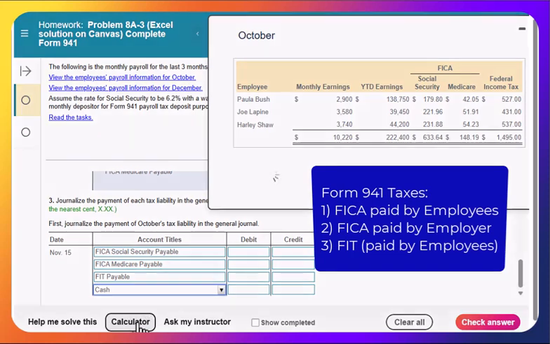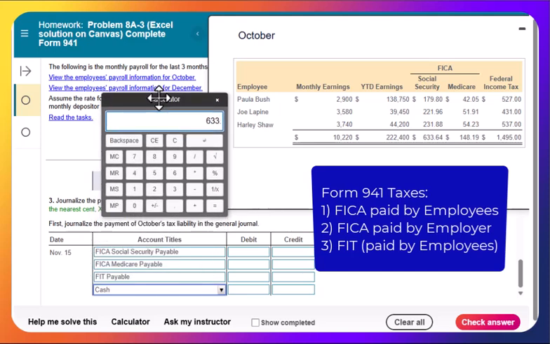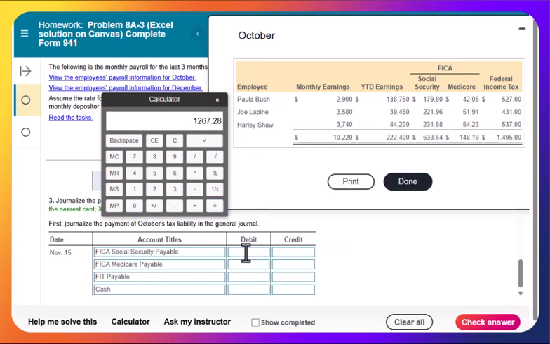So we'll pop open our calculator here and get $633.64, and then multiply that by 2, and that's going to equal $1,267.28. And then we're going to click into the cell and populate that here since we are lowering the Social Security payable for both employee and employer. So that will be with a debit since we are lowering that liability and paying it to the U.S. government.